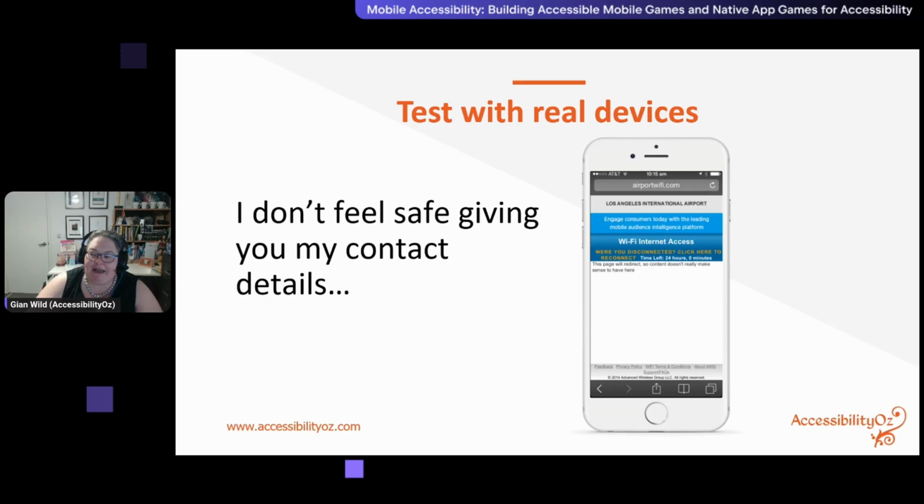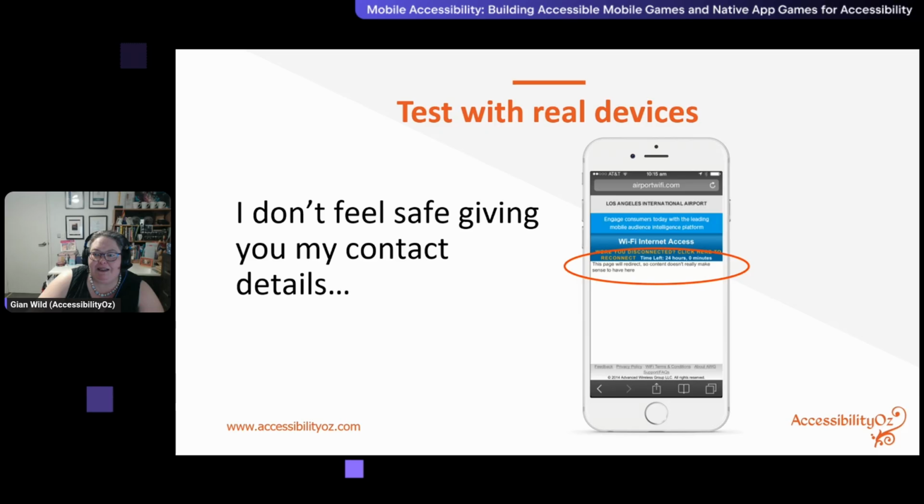But the one good thing is that back before planes had Wi-Fi, you could access the LAX Wi-Fi on the plane. But if you did so, you get this page, and it has small text here that says, this page will redirect, so content doesn't really make sense to have here. And all of a sudden, I don't really feel safe giving you my contact details. Now, how does this happen?